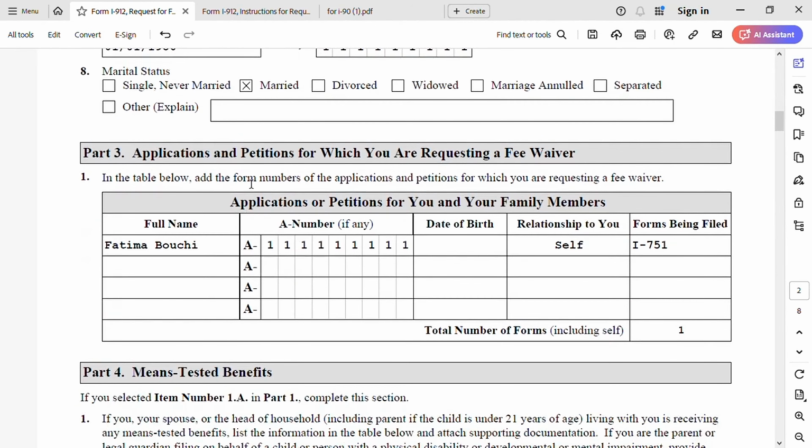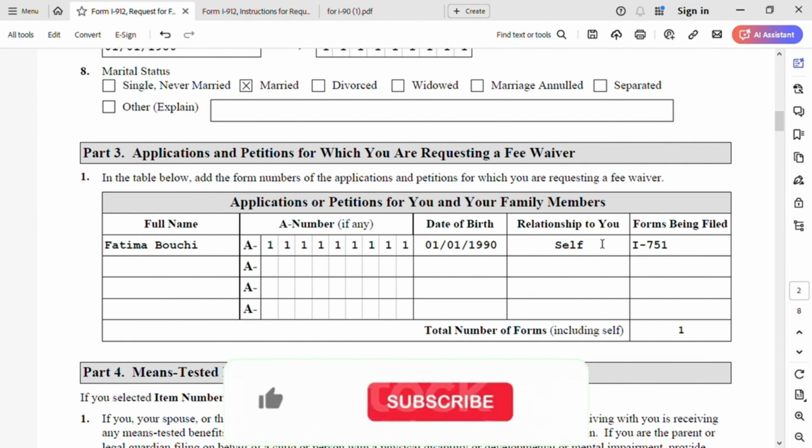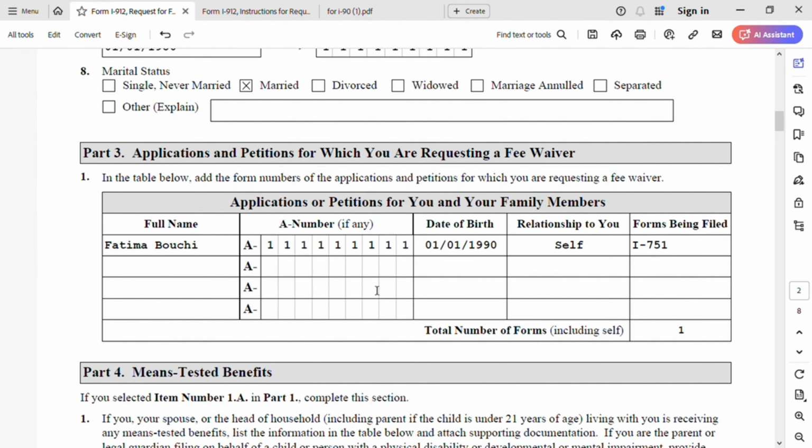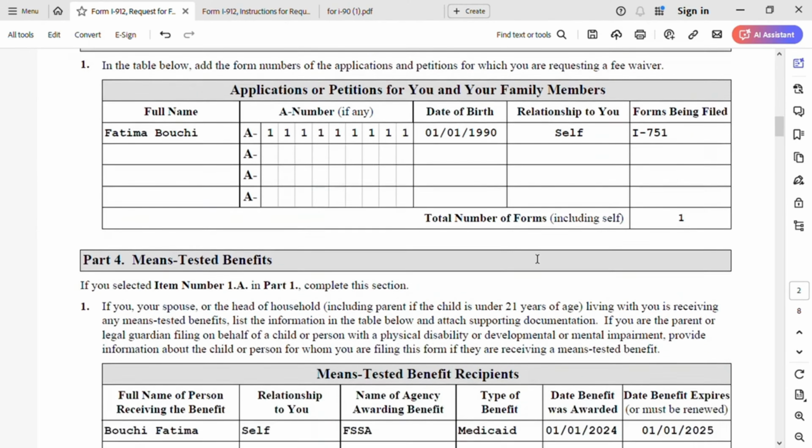So part 3, application and petition for which you are requesting a fee waiver. Full name, this is my spouse. And A-number, she has one. Date of birth is 01/01/1990. And the relationship to you, it's herself, because this is the requester. And the form being filed is I-751. And if you have dependent children, you can add them right here. And if you filed another form, you can add it right here. I don't know what form you're going to file, and I don't want to confuse you. Just keep it simple. This is for my spouse. So very simple.